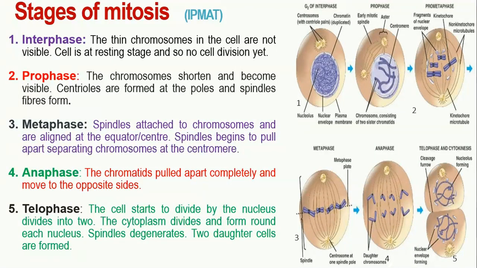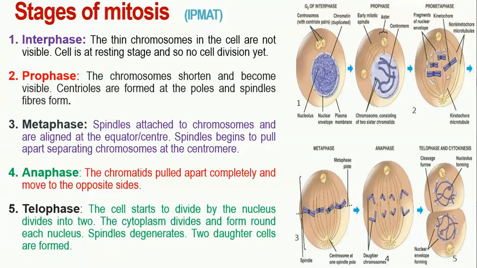The number 5 is the telophase. That is our T. The cell begins to divide at this point. The first thing that happens is that the nucleus divides into 2, then the cytoplasm divides into 2, and then a membrane forms around each of the nuclei, and so 2 daughter cells are formed, and this you can see at the part labeled 5.